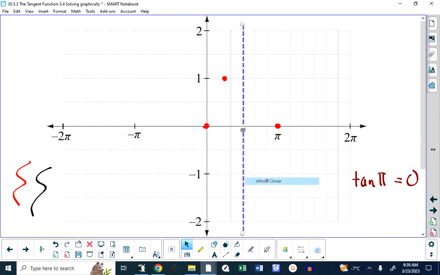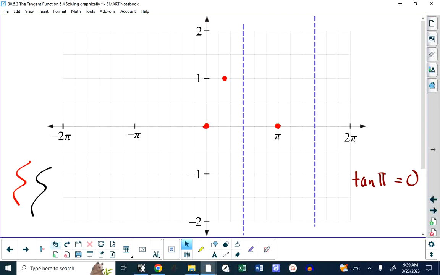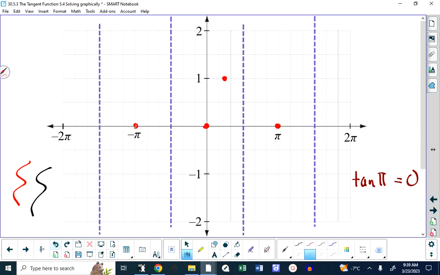So I'll improvise. The asymptotes will also be repeating every pi. So these red dots that I'm laying down on the x-axis are pi apart, and the blue asymptotes are pi apart as well. And you can see what happens is you get this curve.